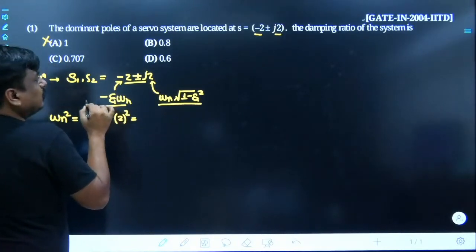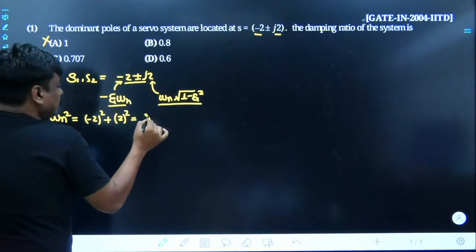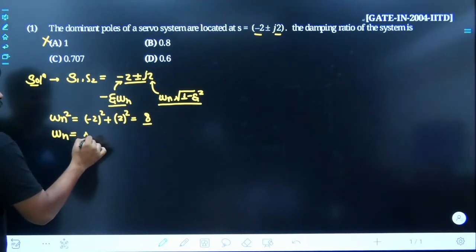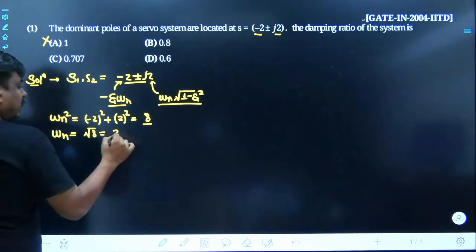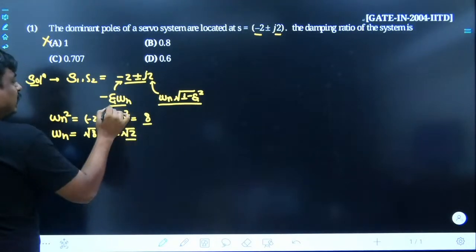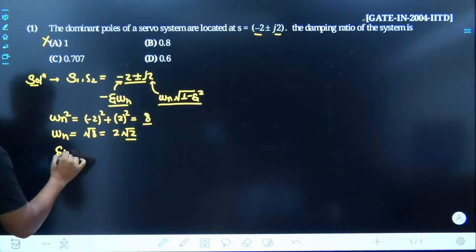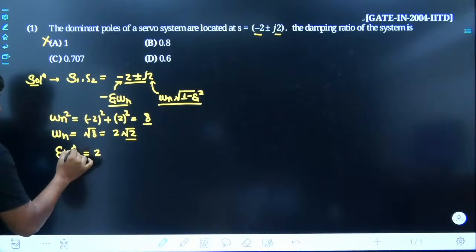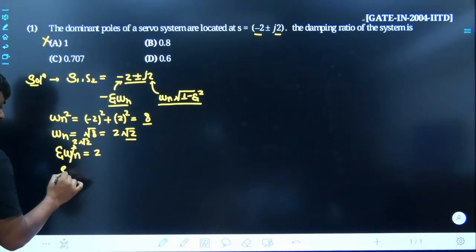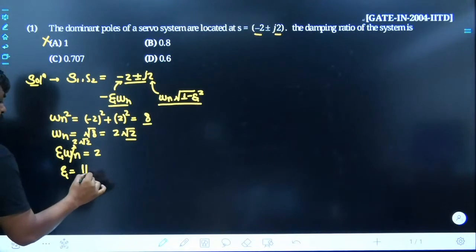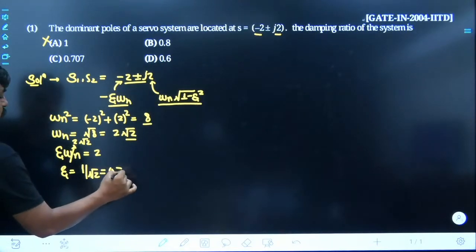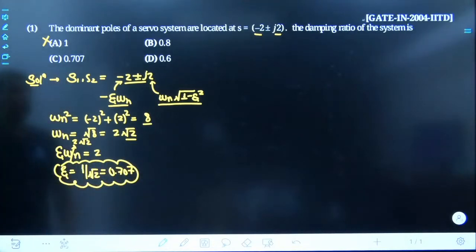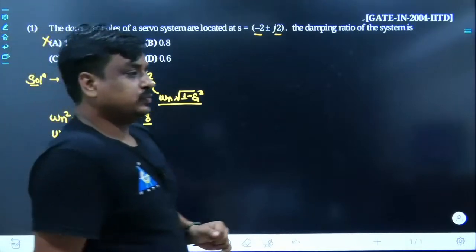2 to the power of 2 is 4, 2 to the power of 2 is 4, and it's going to be 8 over here. So the value of omega n is root over 8, which can be written as 2 root 2. The value of zeta omega n is 2, obviously, and the value of omega n is known to be 2 root 2. End of the day, the value of zeta which we have got is 1 divided by root 2, and the answer is 0.707. Could you understand the logic behind this problem?